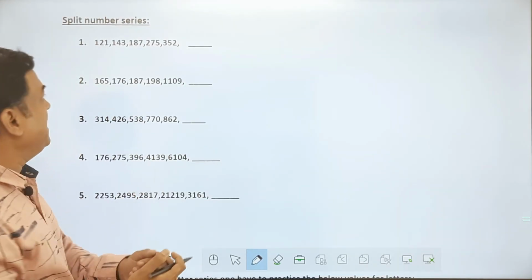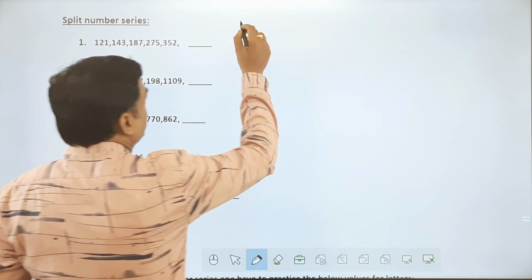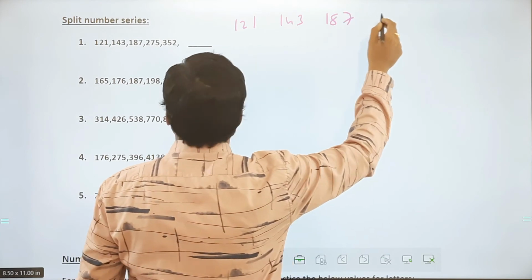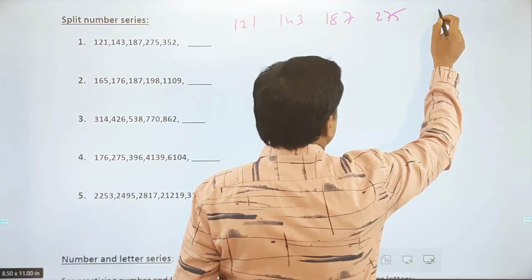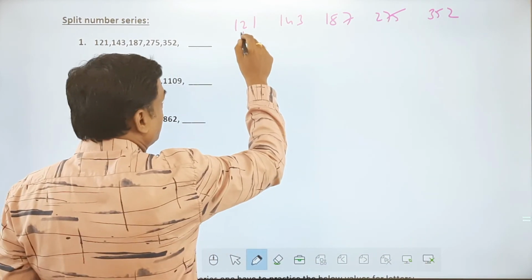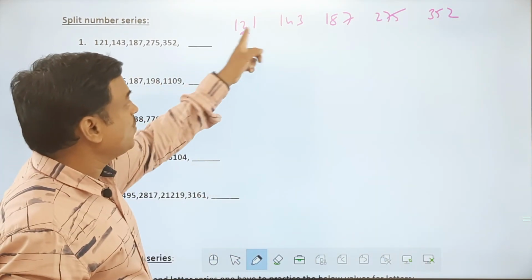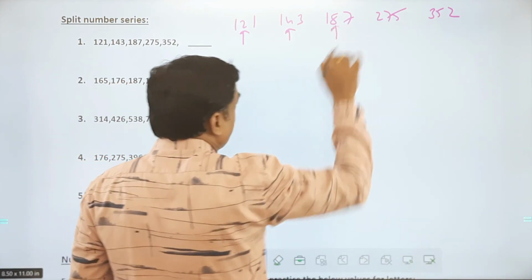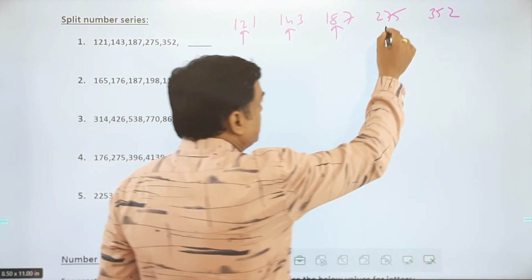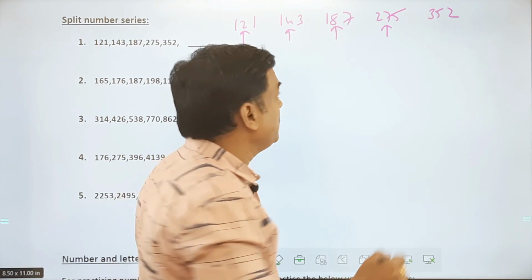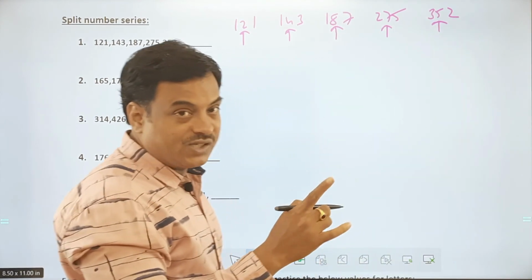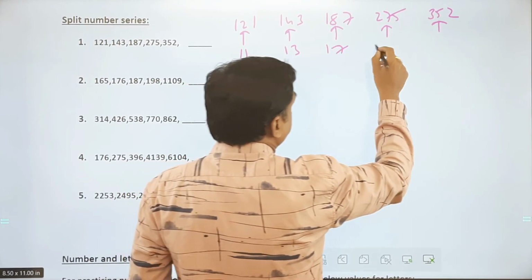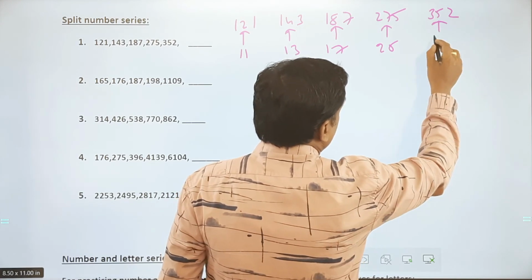Now when I take this number split series, I have the numbers given here: 121, 143, 187, the next one is 275 and 352. If you look at the middle number, it is the sum of the two extreme numbers. 1 plus 1, 2. This middle number 4, 1 plus 3, 4. This number 8, 1 plus 7, 8. This number 7 is 2 plus 5, 7. And this number 5 is 3 plus 2, 5. So here I am using 11, split and keep the value in the middle. This is 13, this is 17, this is 25, and this is going to be 32.